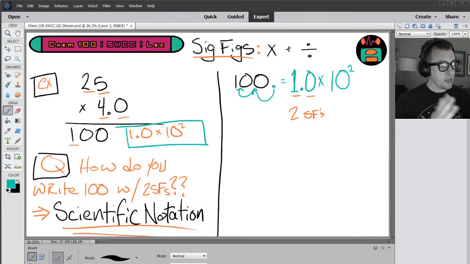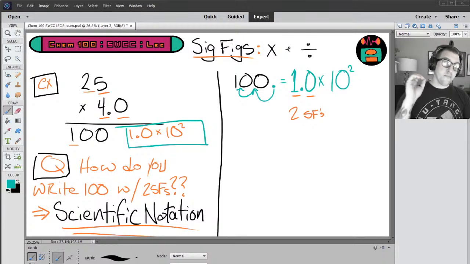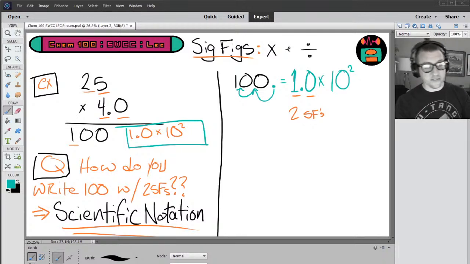Rux, great question. Technically, you can do it any time. It's never wrong to do scientific notation. But the only time when you have to do scientific notation is when you have an answer that needs a specific amount of sig figs that number can't accommodate through writing or adding decimals.